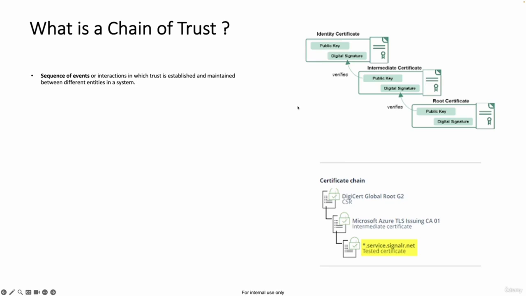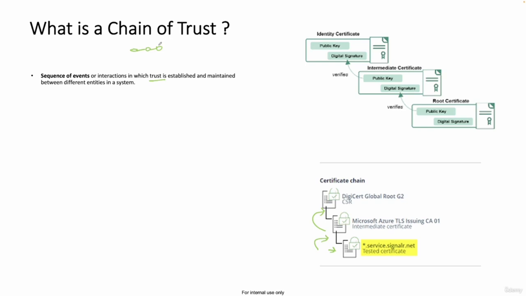So let's take a look. So what is a chain of trust? A chain of trust is actually nothing but, I would say, a sequence of events or interactions in which trust is established and maintained between different entities. So as you can see, let's say the organization is requesting a certificate from the intermediate CA, and the intermediate CA is then requesting from the top CA or the root CA. So it's a sequence of events. A chain is being formed. So how do you form a chain? You join certain things, right? So this is how we say a chain is being formed.